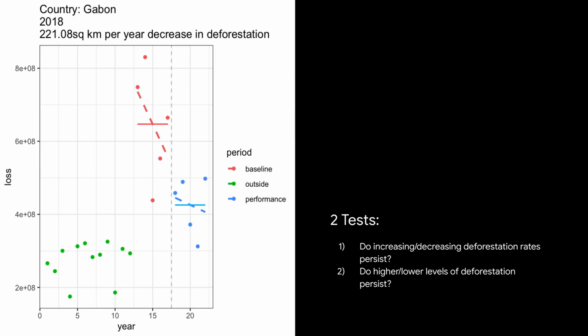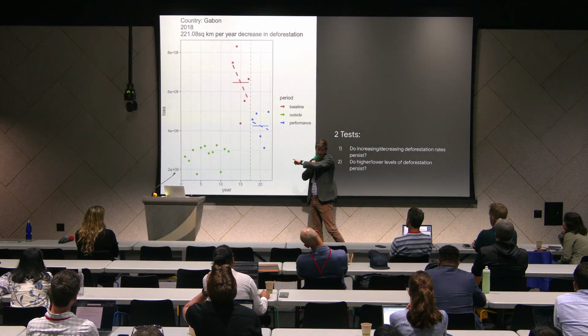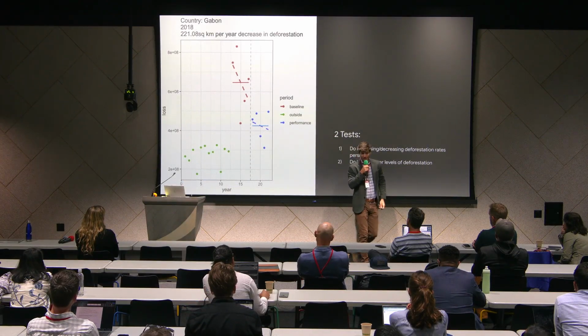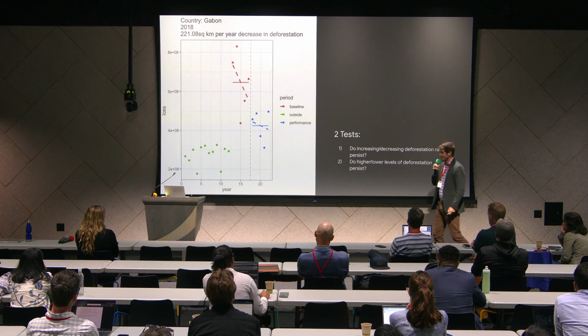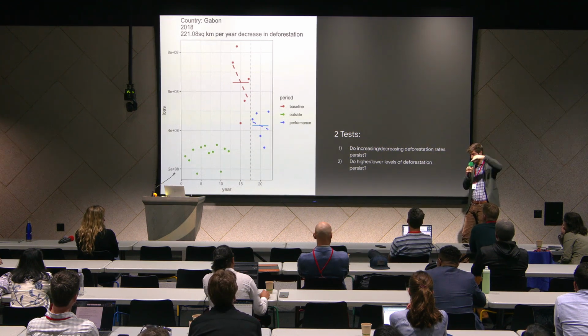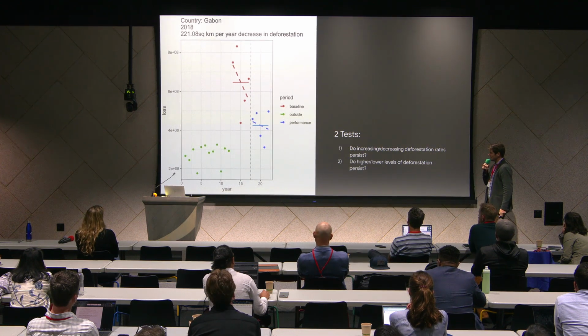So we'll show you 2 tests here. One is, do increasing or decreasing deforestation rates persist? So if your deforestation rate is going down in the baseline, does that predict a lower deforestation rate in the end line? In which case, it's just that your behavior has already put you on a positive trend, and you can continue that.